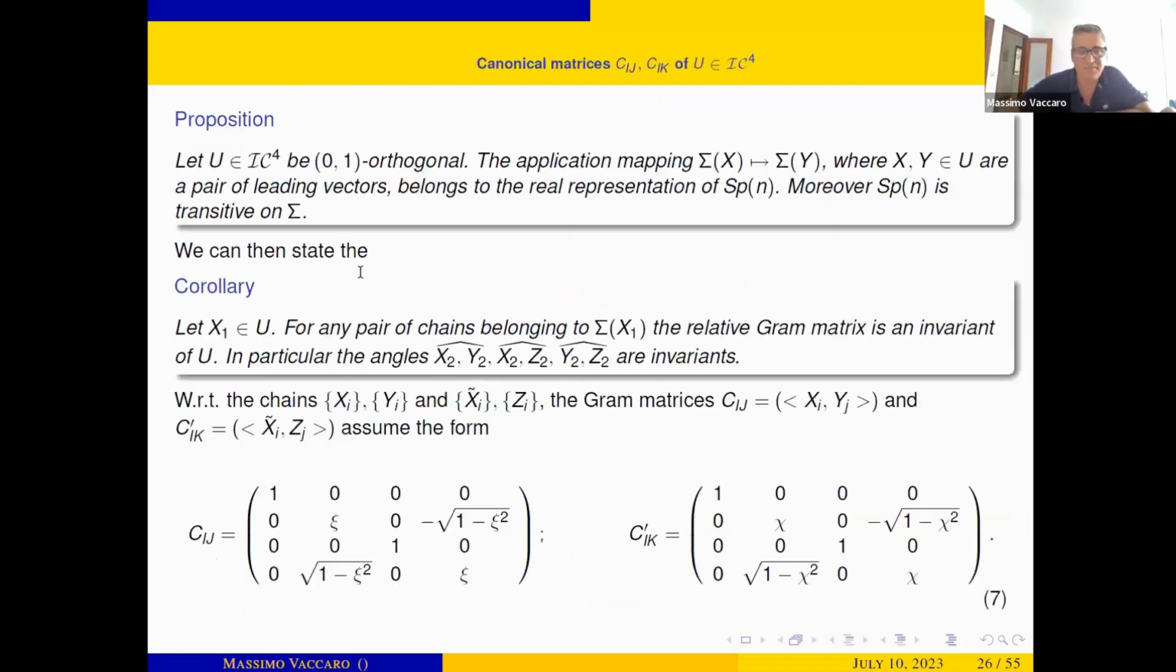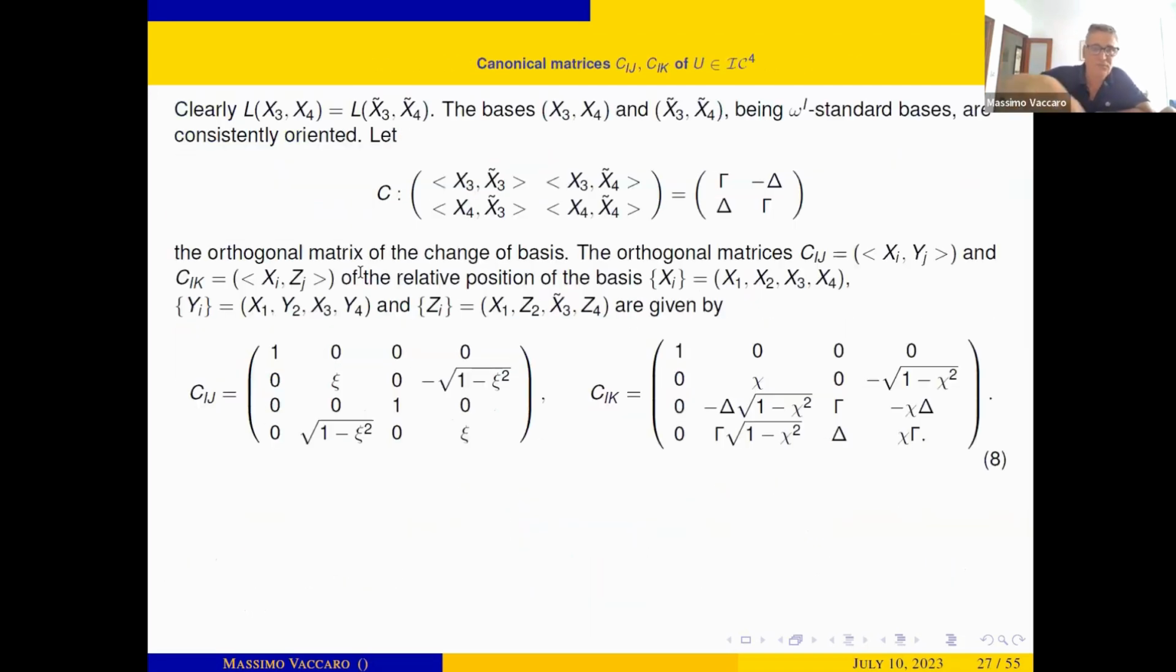Using this basis, we see that these 2 matrices are the canonical matrices, as I will say later in the next slides, of a 4-dimensional isoclinic vector space with respect to the basis that is written here, xi, yi, and zi.